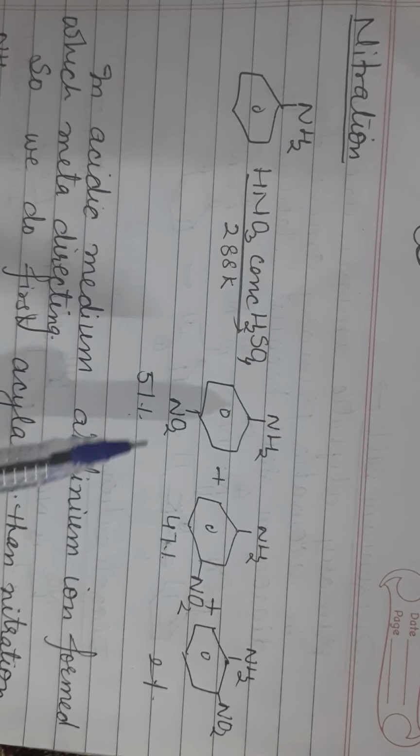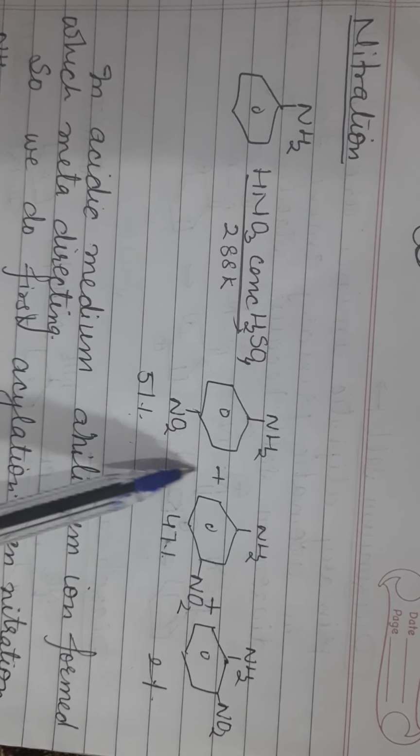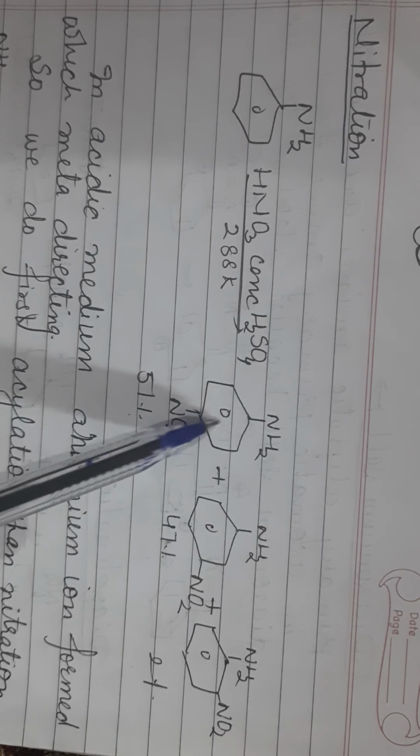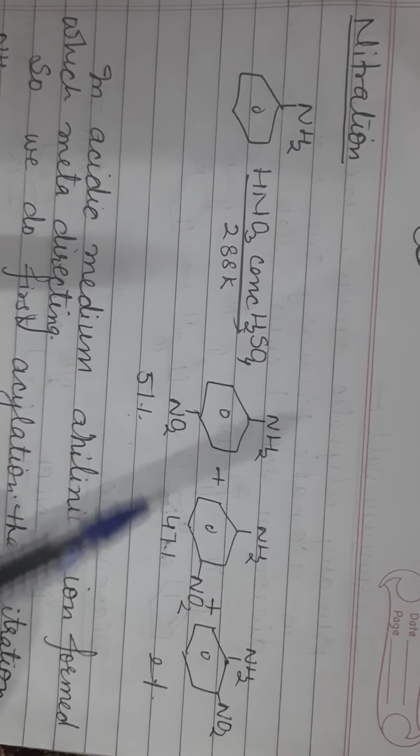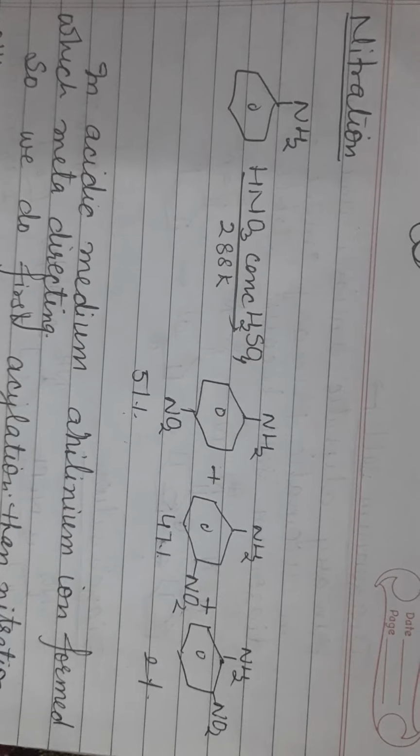Now a question arises. The first question is why we get metanitroaniline here, because electrophilic substitution reaction never takes place at meta position.